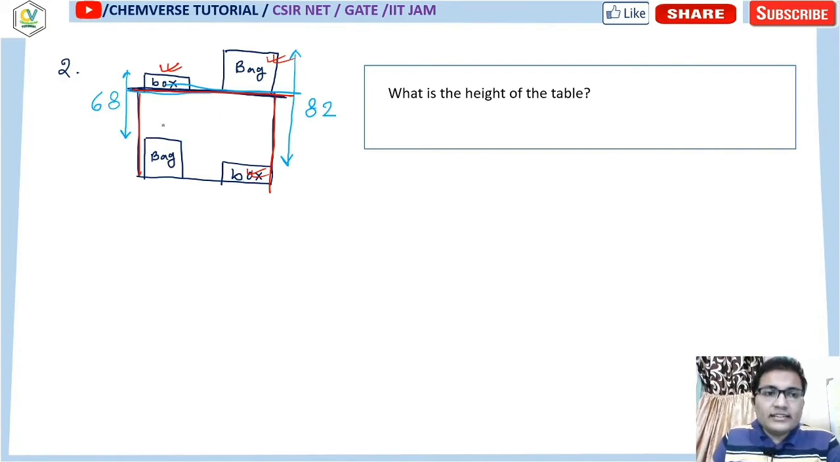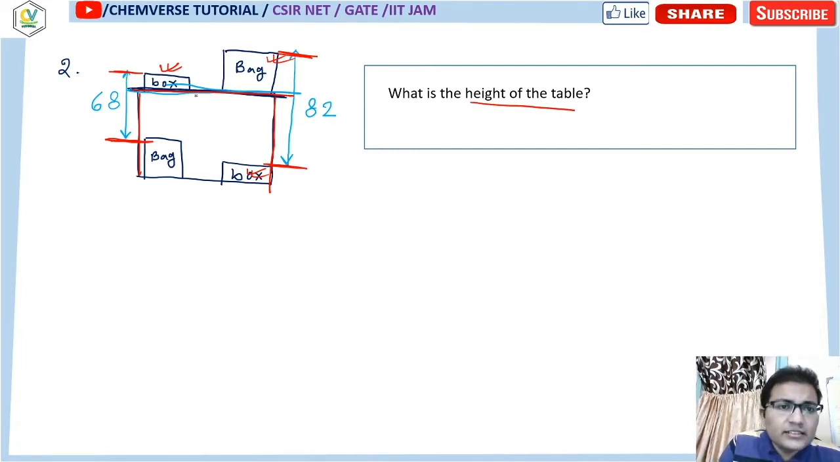Now it says that from the top of the bag to the top of the box, this height is 68 meter or whatever centimeter, I don't know exactly the unit, and the height from the top of this box and the top of the bag is 82. What is the height of the table? That means they are basically asking what is the height of the table.